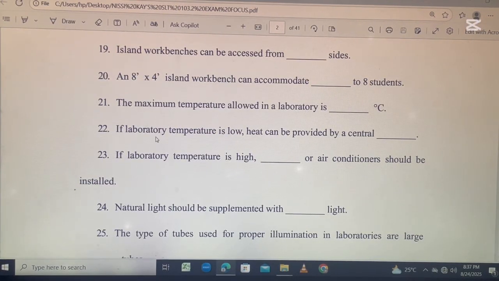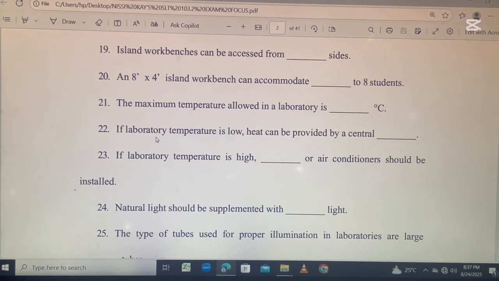All right, so the next question is: if laboratory temperature is high, windows or air conditioners should be installed. Normally there's supposed to be windows in the laboratory, but more windows can be installed to ensure that the laboratory temperature increase is actually controlled.